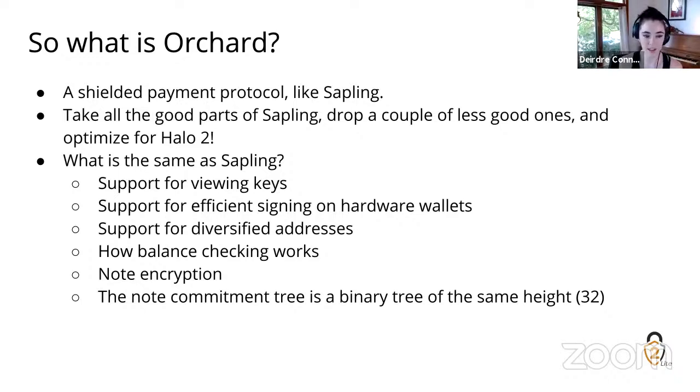The balance checking is the same. We still take all of the value commitments that are published on the blockchain, and we do our homomorphic operations to get the verification key out of the balance to check the balance. Note encryption is the same algorithms all the way down for how we do derivation and encryption of notes and note metadata on the chain. And then the note commitment tree is a binary tree of the same height. It's literally copy and paste the same note commitment tree between Sapling and Orchard. You just swap out one kind of hash for the different internal nodes of the tree with the new one. It's pretty nice from an implementation perspective.